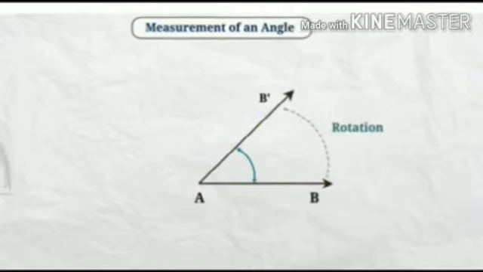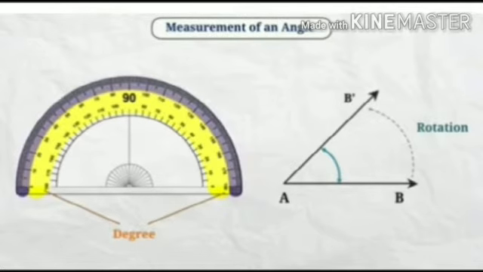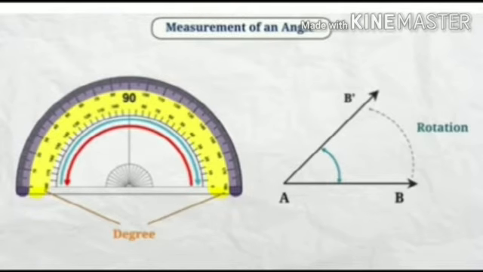For that, we use a protractor. A protractor has 180 divisions on it, each of which is called a degree. A degree is also divided into 10 subdivisions. Many protractors have markings from left to right as well as from right to left. Let's see how it is used.